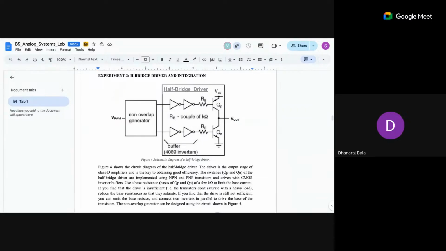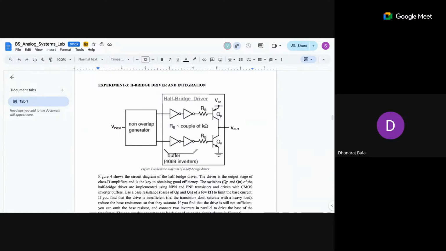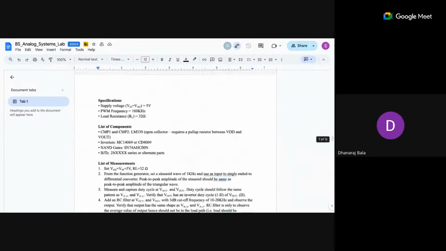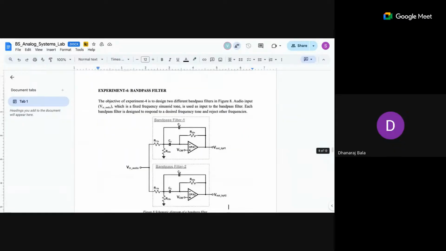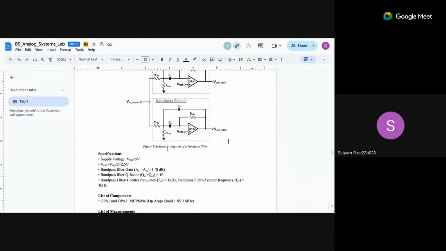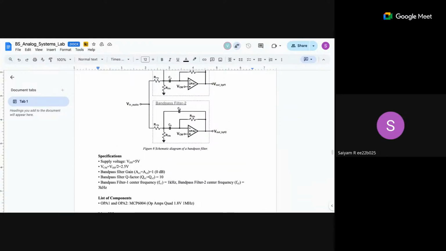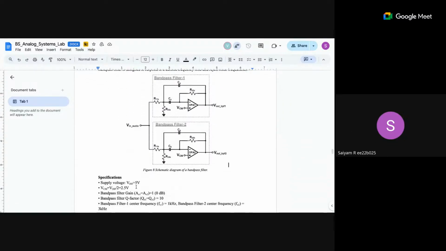So are these documents different? What you are showing, is it different from what is uploaded in the portal? Because I see the center frequencies are different. You are saying 1 kilohertz, but I'm seeing 1 point something, 156.5 and 625 for the frequencies. I think the values are different, but the rest of the things are the same. The circuits are the same, I guess, only the values are a bit different.